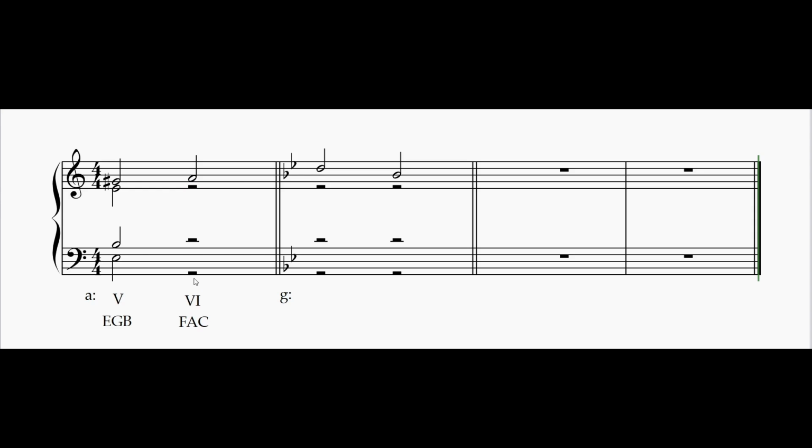Now, based on the rules that we've just discussed, our bass note rises by step in root position from 5 to 6. That is a F, the root of our triad.